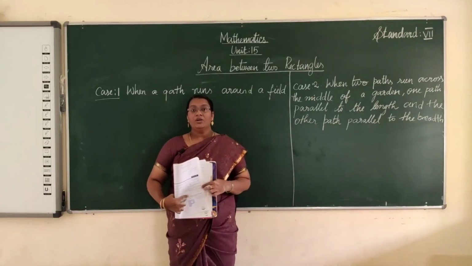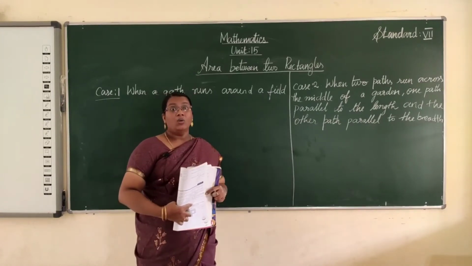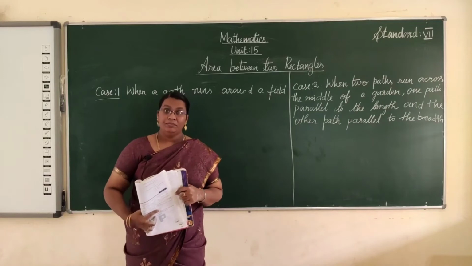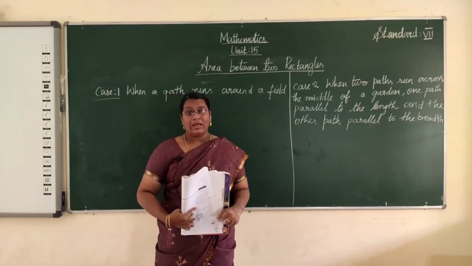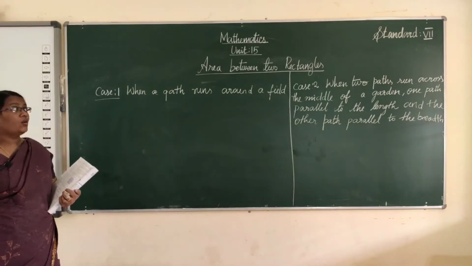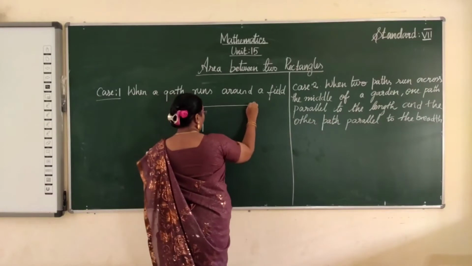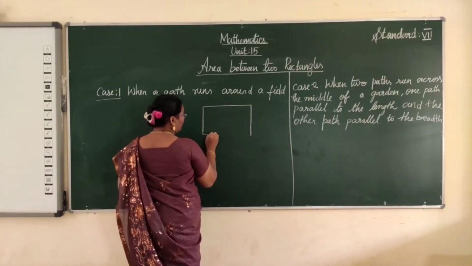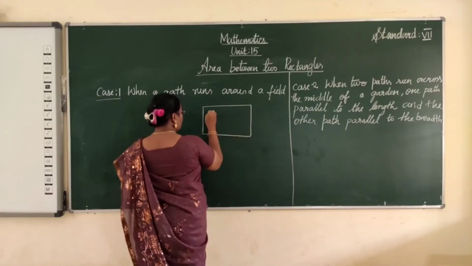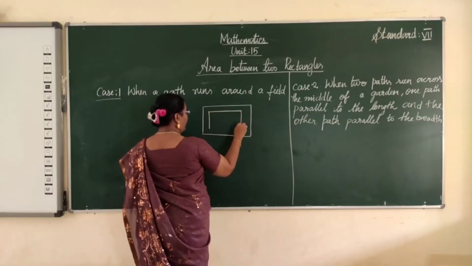Everyone, today we are going to learn about the area between the two rectangles. Okay, how to find out the pathway between the two rectangles. See the first case, when a path runs around a field. Everyone see the ground or path have some spaces between the playing area, is it?